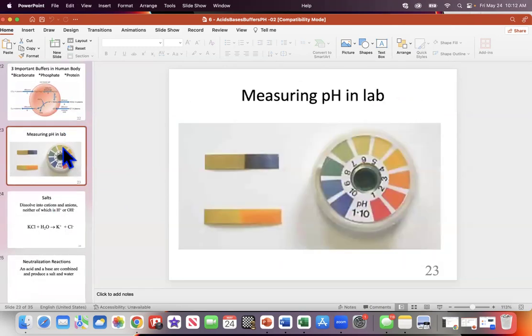So how do we measure pH? We have pH strip tests. You just dip it into the solution and it will change color. Based on the color, it will tell you the pH. So we can easily measure the pH.